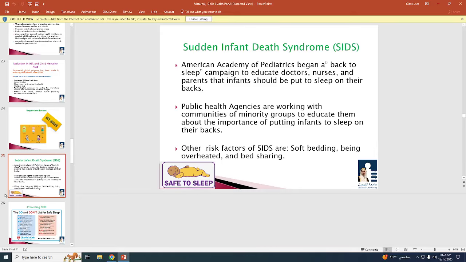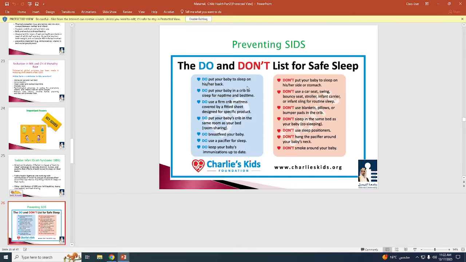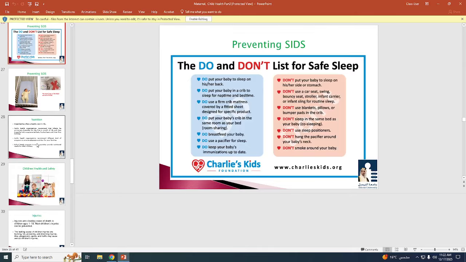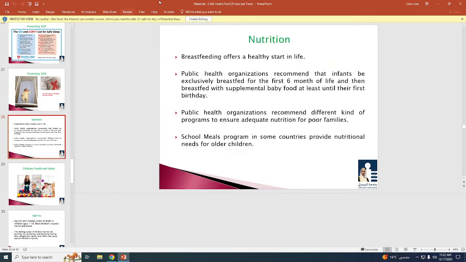All right, the measures. This can be an SAQ. For instance, how can we prevent SIDS? All right. Okay, I saw you. Yeah, very, very important. But the SAQ will not come from it. Okay. Nutrition also.